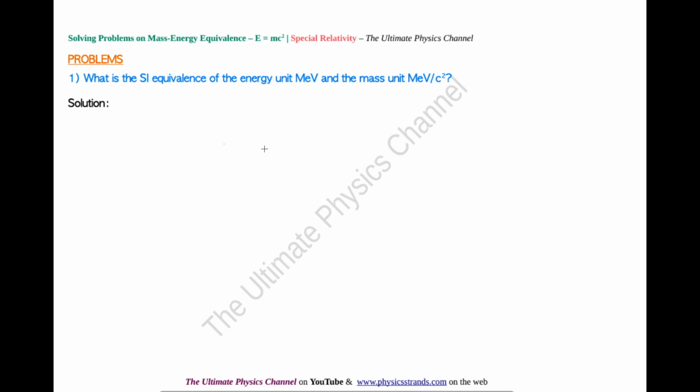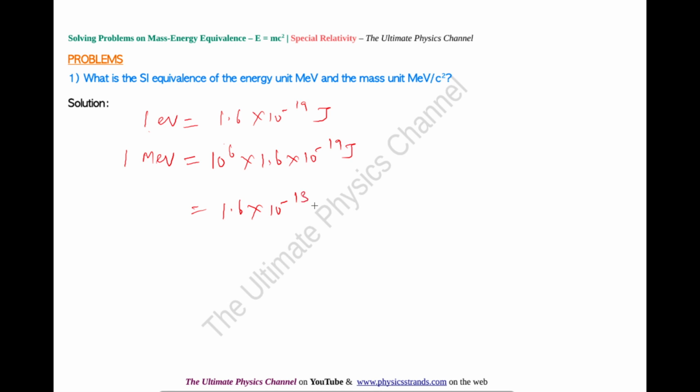We know that 1 eV is equivalent to 1.6 times 10 power minus 19 joules. So 1 MeV is equal to 10 power 6 times 1.6 into 10 power minus 19 joules. That is 1.6 into 10 power minus 13 joules. This is basically 1 MeV in SI units. This is the first part.